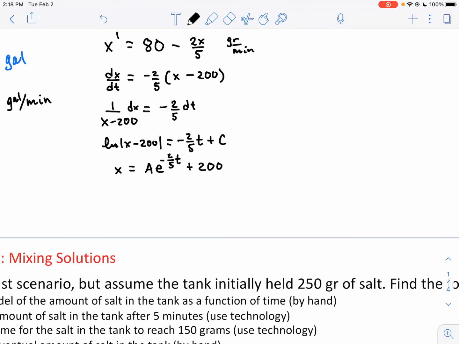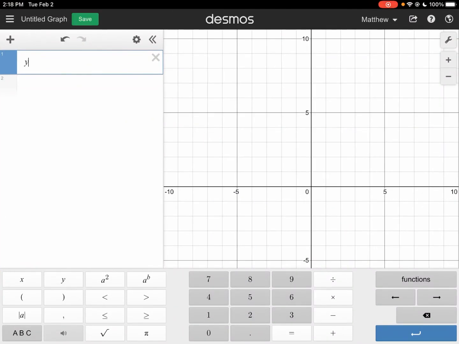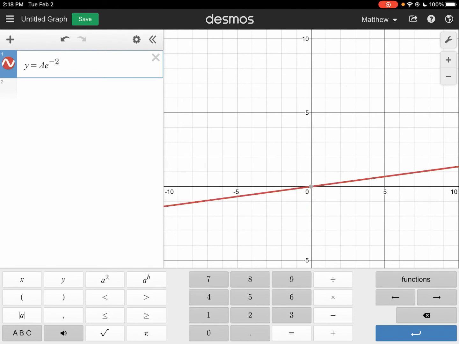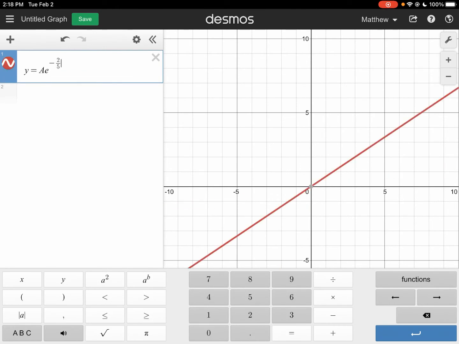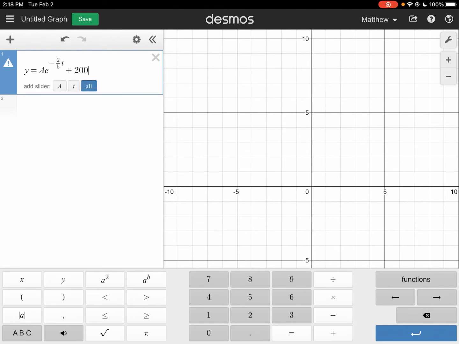This is our general solution. I'm going to go ahead and graph it in Desmos. Y equals, Desmos doesn't like x of t entering as a function. I've noticed it doesn't produce a graph that is as expected, at least as I expect. So I'm going to say y equals, let's do capital A, just capital A, times e raised to the negative 2/5 of, we can use t still for the independent variable. I'll go ahead and use t, and then plus 200.